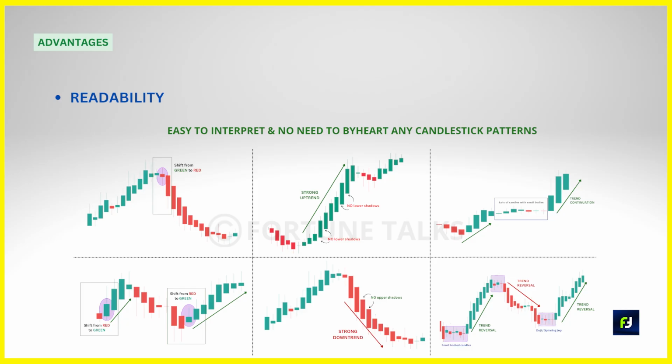Second advantage is high chart readability. Heikin Ashi charts are very easy to interpret. The Heikin Ashi candlesticks can be more easily analyzed than traditional candlestick charts, so it is easier to identify market trends and price movements. Also, you don't need to study all the traditional candlestick patterns by heart.